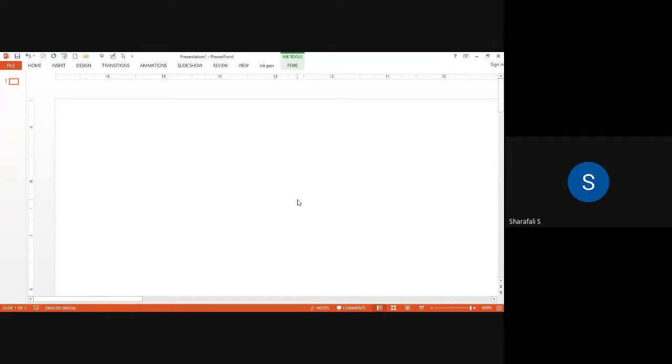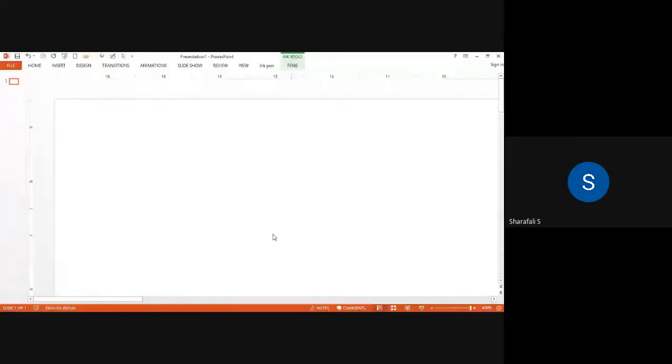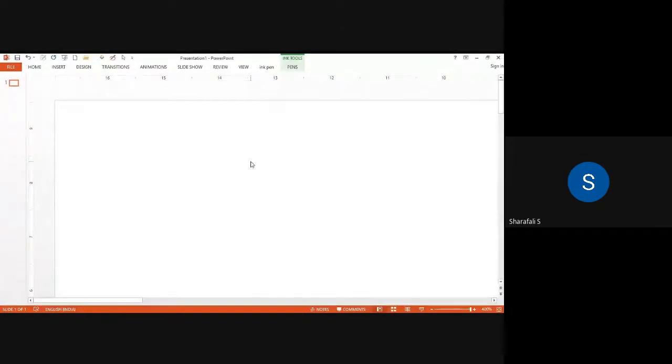So in today's class, we will start this new paper, which is computational physics and Python programming. First of all, we will consider the basics of this programming. Why we need this programming, and where and how we will use these programs in different applications.